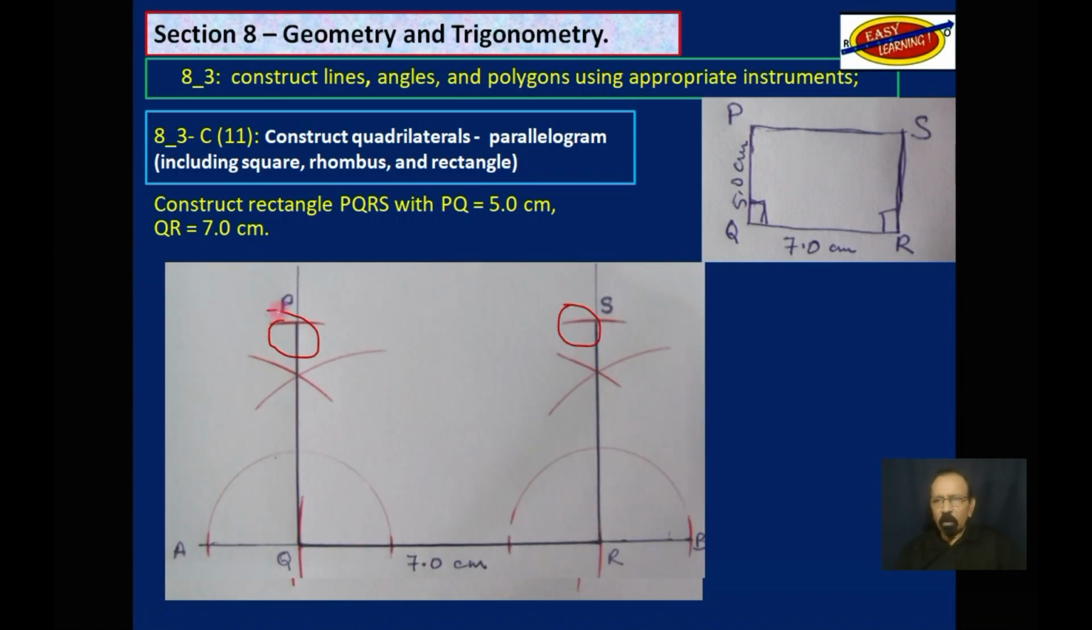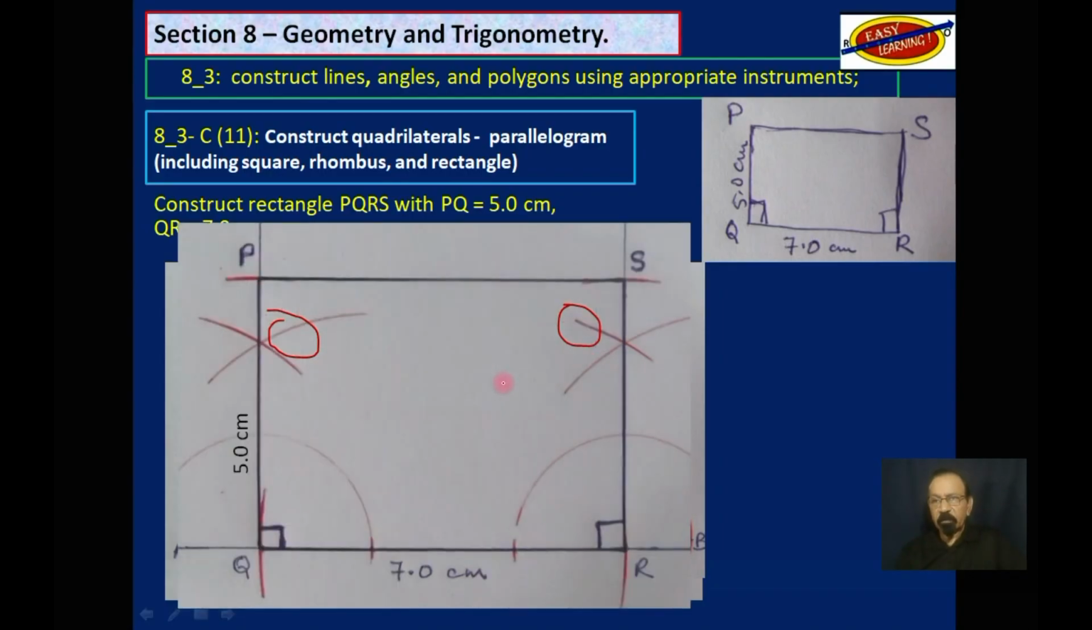Bold all the lines you see there, and now draw a bold line from P to S. And this is the required rectangle. That is one way to do it.